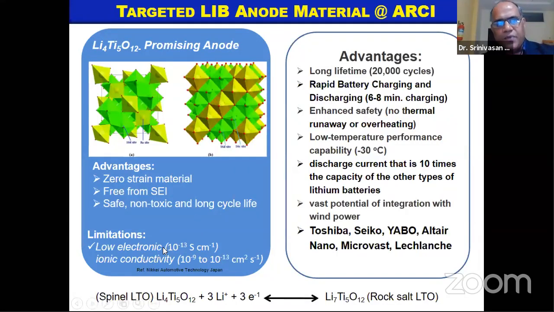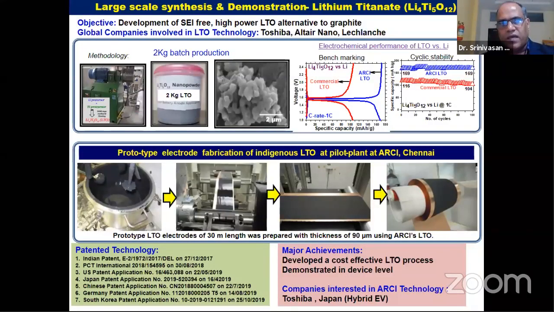So lithium titanate is an alternative to the graphite anode material. Like LiFePO4, this also suffers from low electronic and ionic conductivity. What we have done is use the same solid state process, and to address the ionic and electronic conductivity, we have prepared nano size LTO particles with carbon coating. We have optimized the procedure to produce 2 kg of LTO per batch.